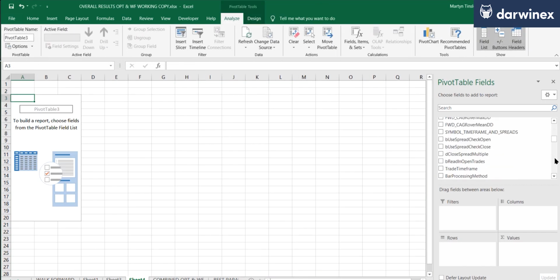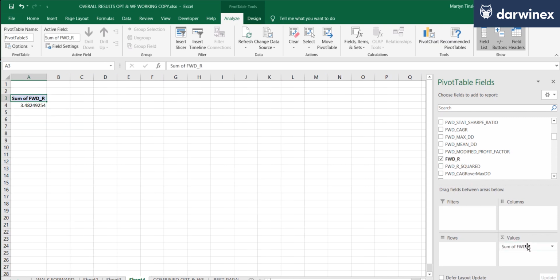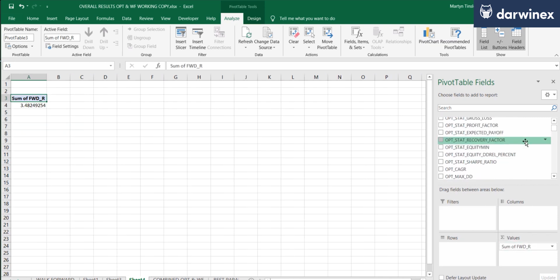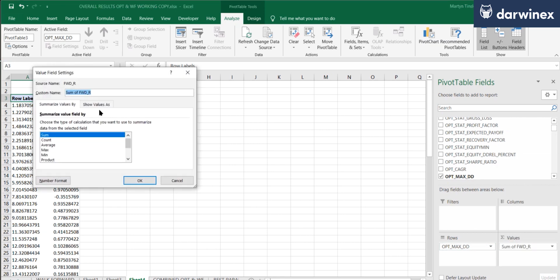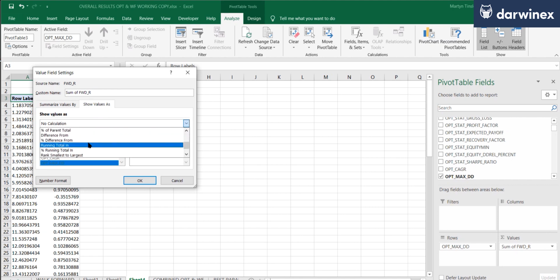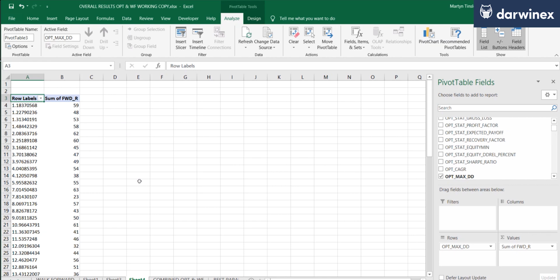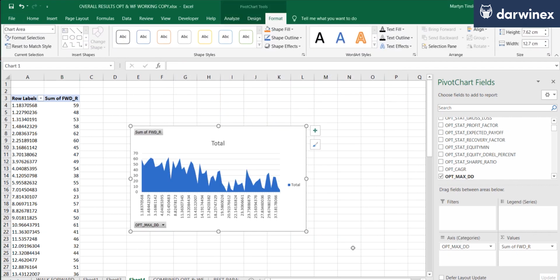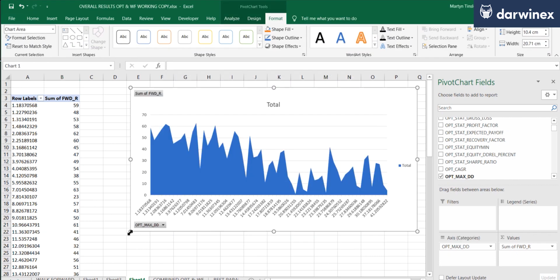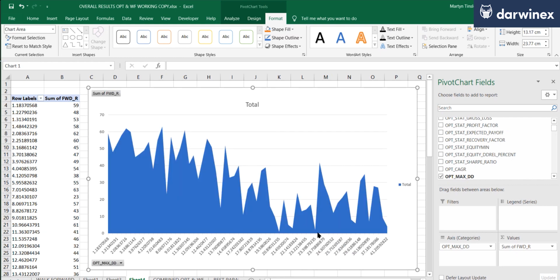So again, remember for our measure, we will use the same R value from the walk forward. But this time we're going to use the optimization maximum drawdown measure. And again, in the same way we did before, we'll show those values using a ranking basis. So what we can see here is that the best walk forward equity curves are obtained when we get the smallest level of drawdown in our optimization phase, which is clearly what you would expect.